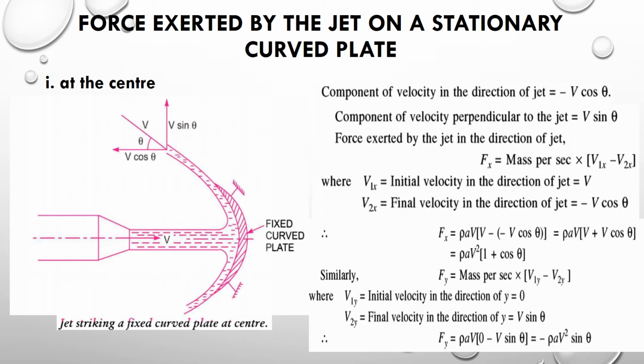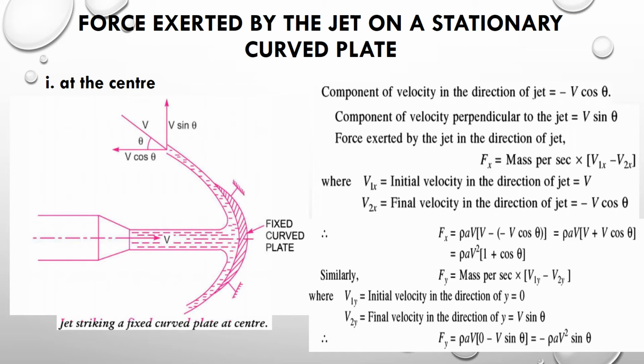So now coming to the third case in the stationary plate. The third case, as it was mentioned earlier, is that the plate is curved in shape. Again, this third case is divided into three subcases. That is, this jet of water can be striking at the center or tangential to the curved plate.